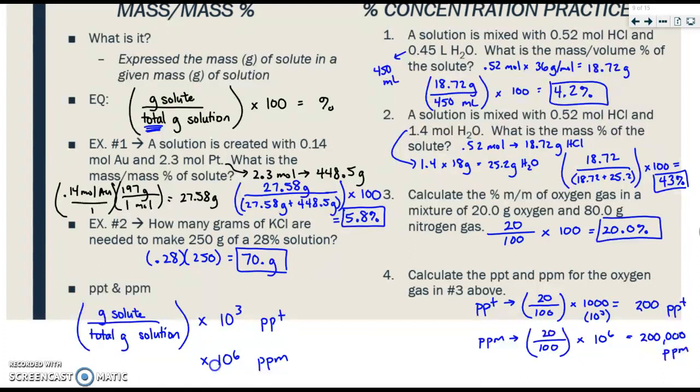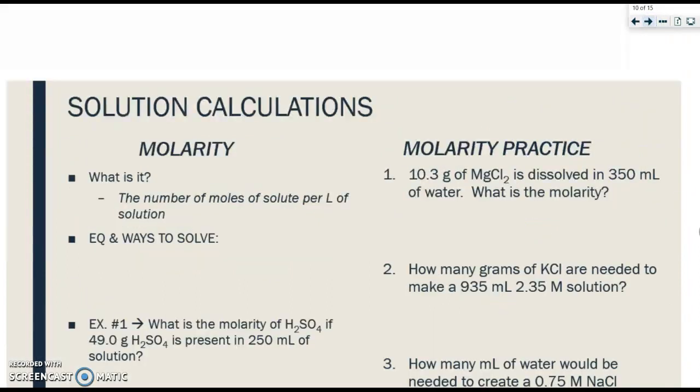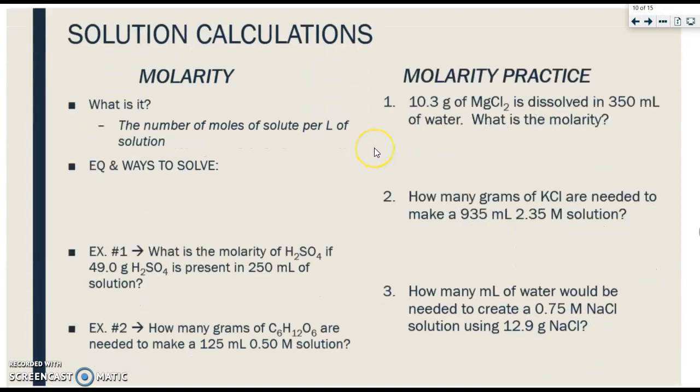Okay, let's continue our study. The next type of solution calculation is molarity. Molarity is the number of moles of solute per liter of solution. There are really multiple ways to do this, so the equation in and of itself is molarity, capital M, equals moles per liter. You can turn this into a triangle, like we have in the past, and then potentially cover up what you're looking for and solve. You can either solve this in steps or all as one through dimensional analysis.